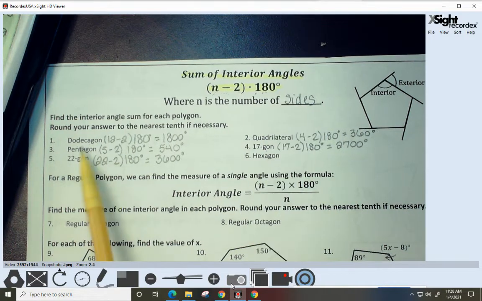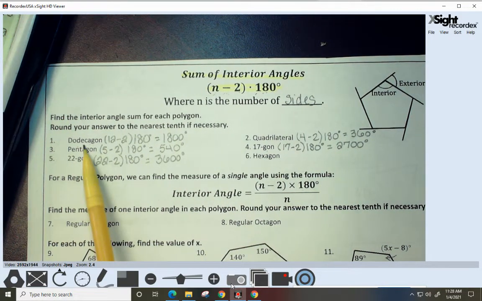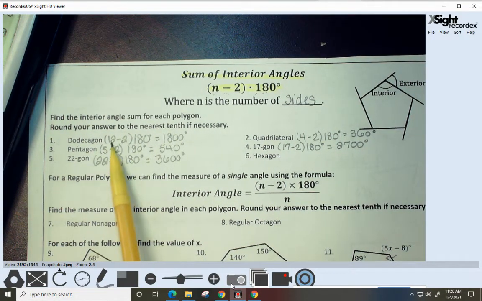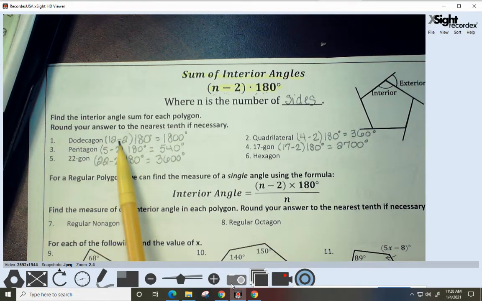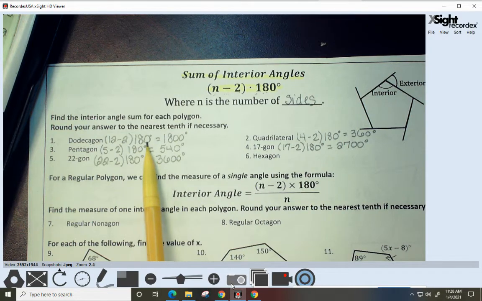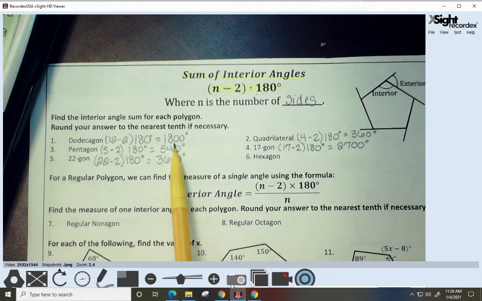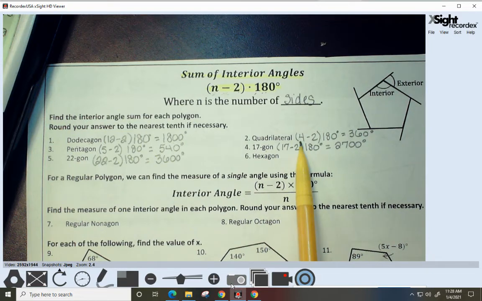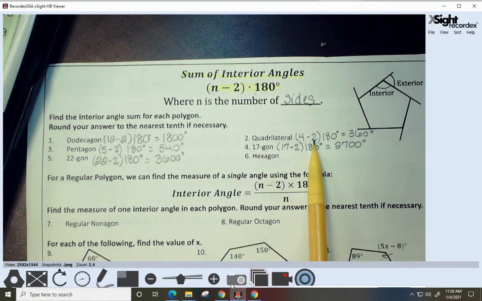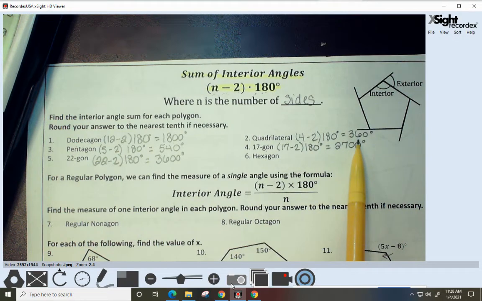So we're just going to multiply. Like I've done a few already. On the dodecagon, dodecagon means 12 sides. So 12 minus 2 times 180 gives me 1800 degrees for a dodecagon. A quadrilateral has 4 sides. We take 2 away and multiply that answer by 180, so every quadrilateral has 360 degrees.